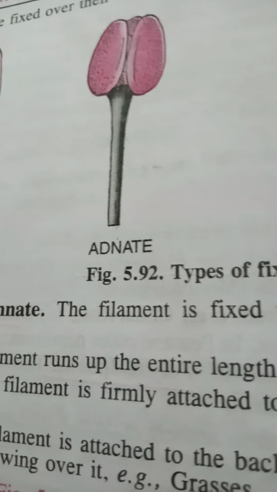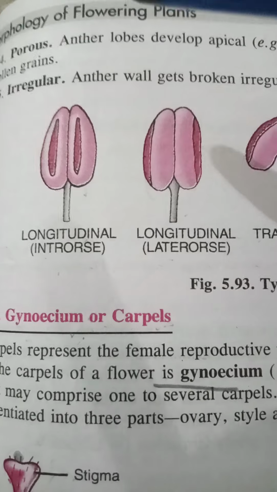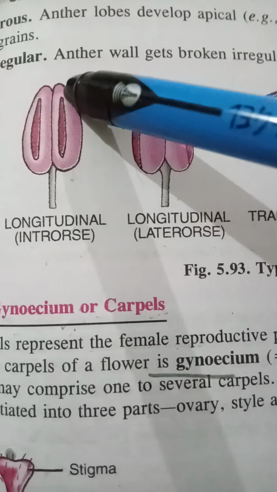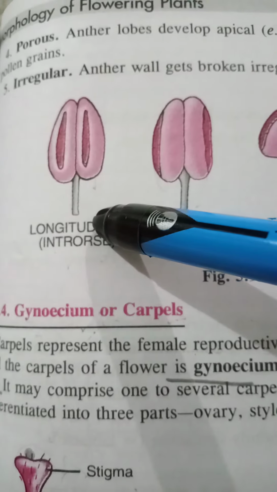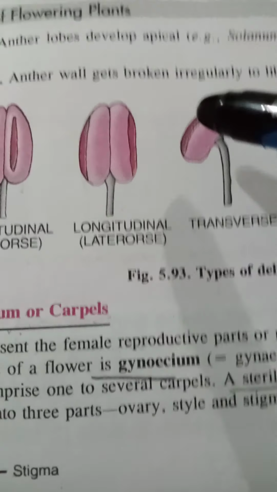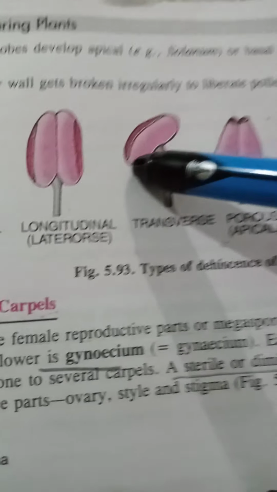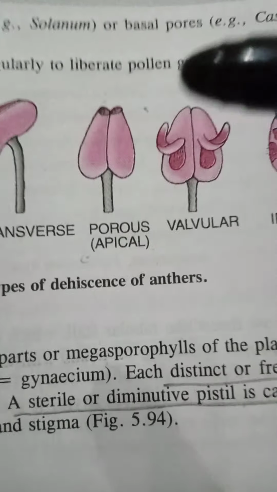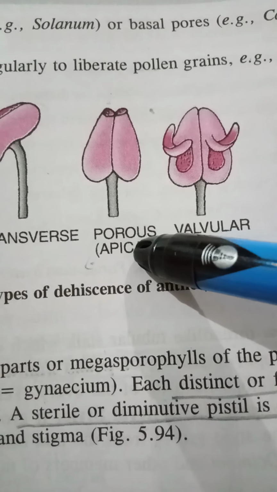Now, their dehiscence may also be different, and based on the dehiscence, again we can subdivide them. Dehiscence means how the spores, the pollens, will be liberated, isn't it? So if the slit occurs longitudinally, lengthwise, then we call it longitudinal dehiscence. Sometimes the slit occurs transversely, then we call it transverse dehiscence. If it occurs by forming pores at the apical portion, then it is porous.